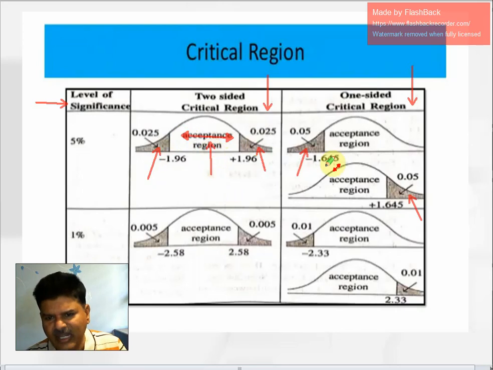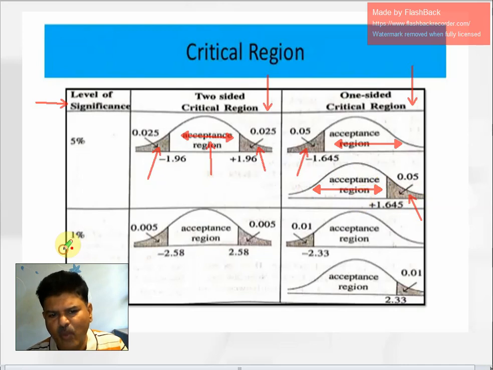Likewise, in case of a one-sided test, if the value of z falls below this value, then we have to reject the null hypothesis. Otherwise, if it falls in this area, we have to accept the null hypothesis. On the same line, for a right-tailed test, because the alternative hypothesis is greater than, the region we need to focus on is the right side of the curve. If any value of z falls in this region, we have to reject the null hypothesis, and if it falls in this area, we have to accept the null hypothesis.